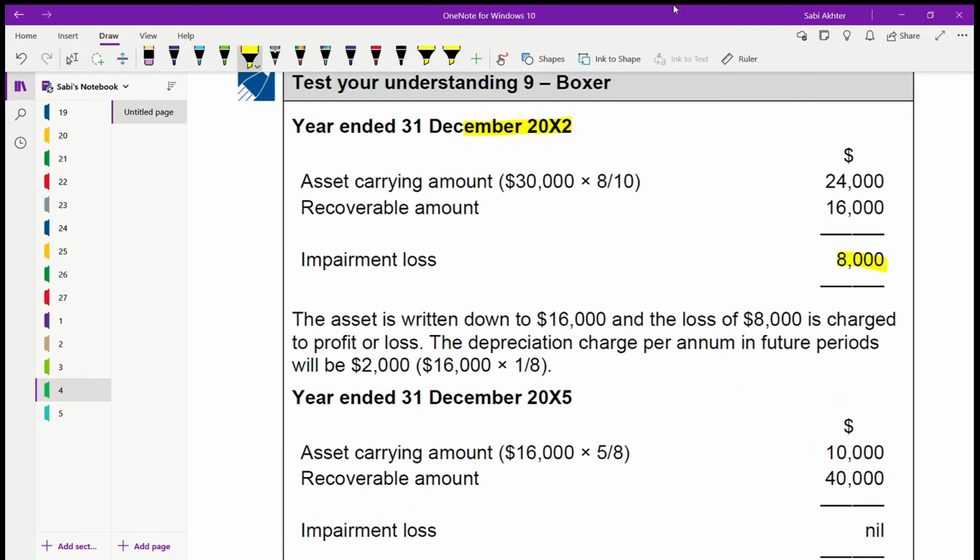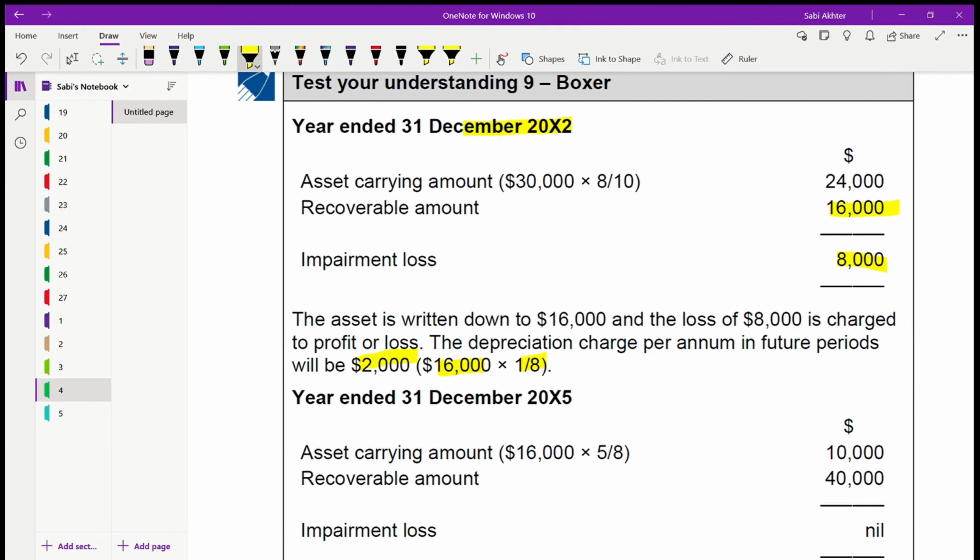Depreciation in future periods will be this 2,000. Because on the 16,000, you need to calculate depreciation in the future because it is brought down to the recoverable amount. Okay, so when you calculate depreciation in the future period, it will be on 16,000 divided by 8, because from 31st December 2002, until 31st December 2005, the remaining useful life is not 10 years anymore. 10 minus 2, so that's why 1 over 8.